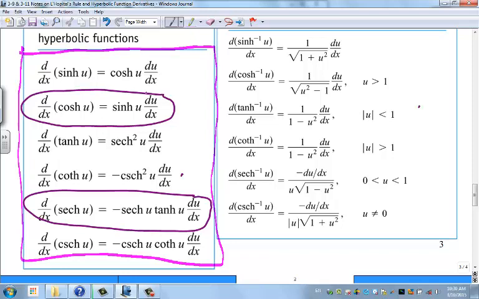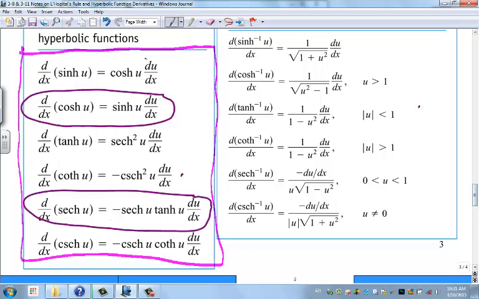All right, and then the derivative of secant is normally secant of the variable, tan of the variable. The derivative of sech of the variable is equal to negative sech of the variable, tanh of the variable. All right, so it's just slightly different.